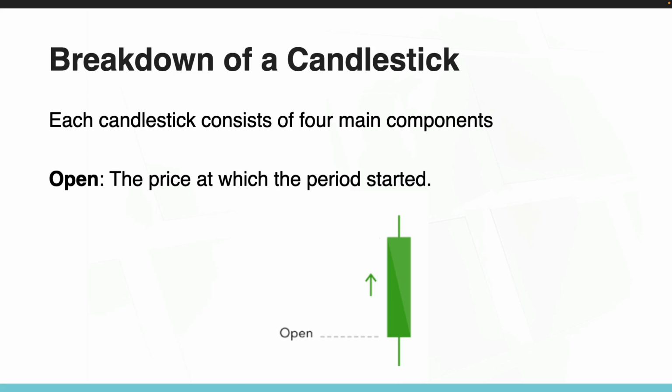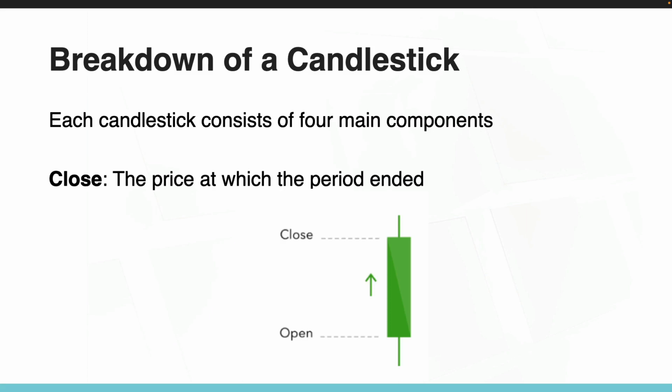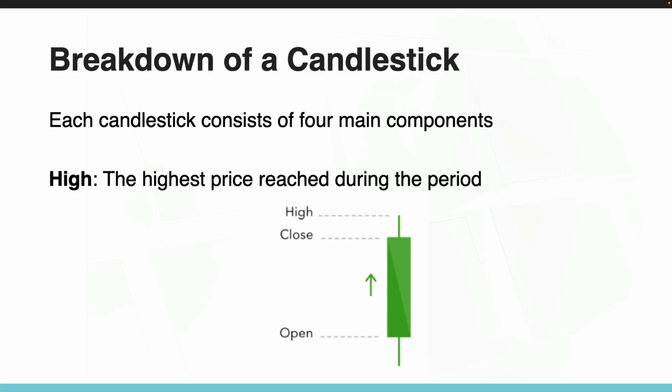So, breaking down the candlestick, each candlestick consists of four main parts. In this picture, we have the open. As you can see, we marked this on the diagram. This is the price at which the period started. So this is where the price opened at. And we have the close, which is the price at which the period ended. And in this diagram, you can see it opened on the bottom and it closed on the top, making this a bullish candle.